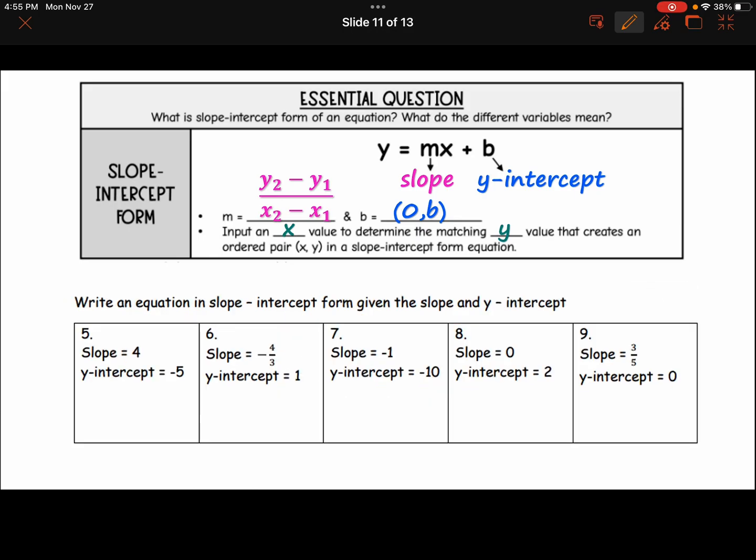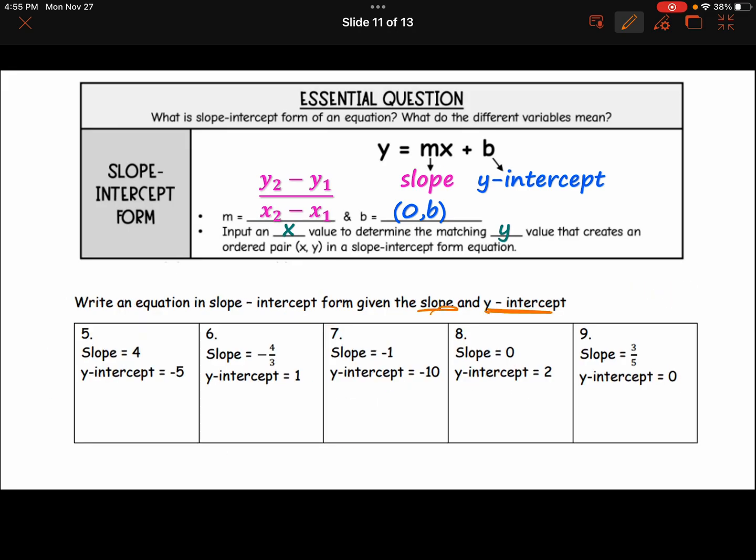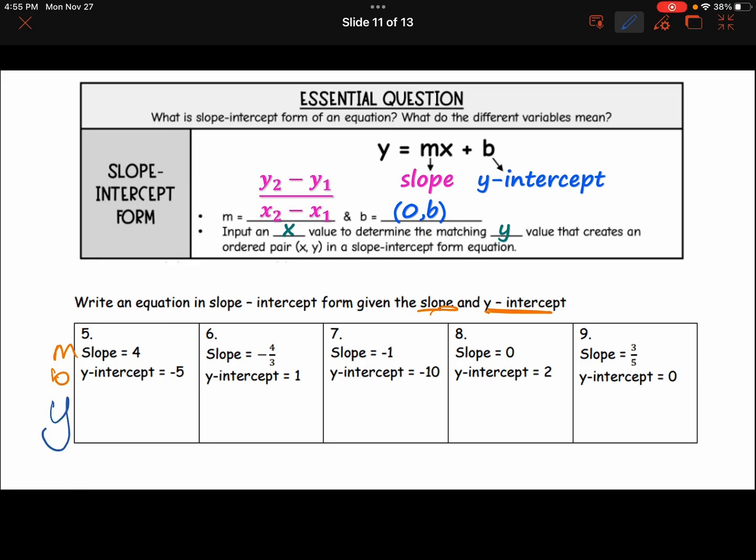Write the equation given the slope and the y-intercept. So now here we were given an equation and we pulled out m and b. Now I'm giving you m and I'm giving you b, and I want you to plug them in. So you're going to say, well, y equals blank x plus whatever. In this case, 4x and a plus a -5. Hopefully we all know that we're never going to leave plus negative. That would simplify to y equals 4x minus 5.